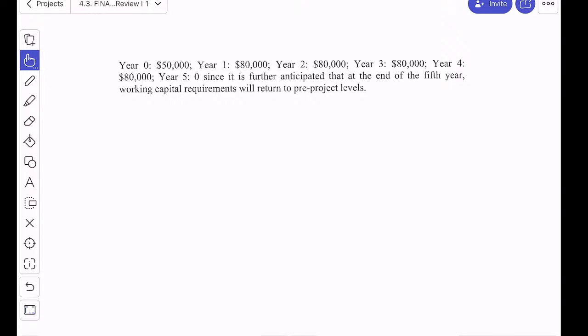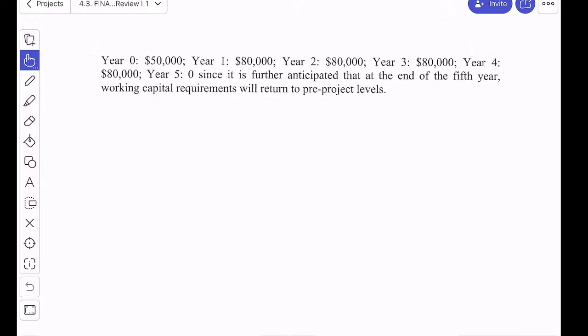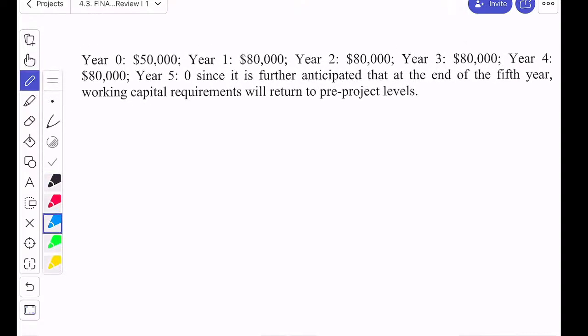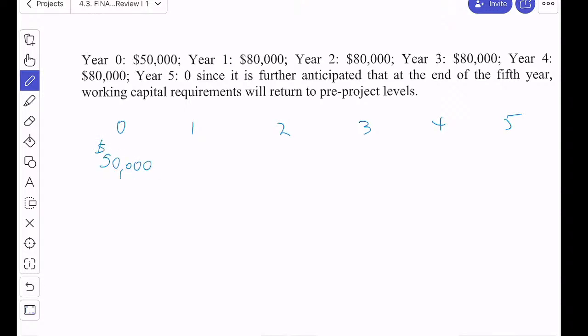So here we have 50,000, 80,000, 80,000, 80,000, a bunch of 80,000s, and then 5. So how does this work into our calculations? I'm going to use a blue pen. So we have 50,000. Let's go to year 1. 0, 1, 2, 3, 4, 5. So 50,000 up front. You're going to need that to get started. Then 80,000. These were all given to you.